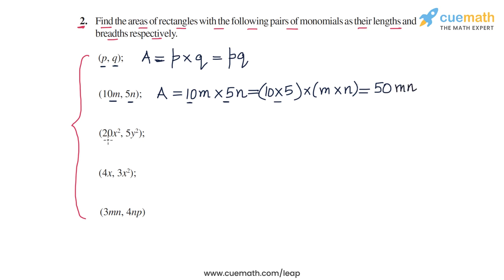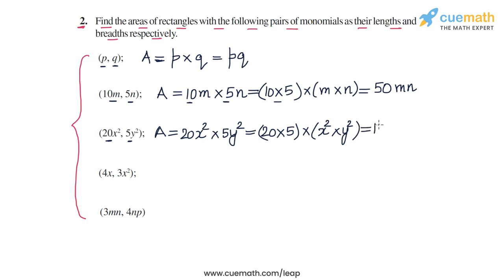In the third part, we have 20x square and 5y square as the two monomials. So the area will be 20x square into 5y square. The coefficients are 20 and 5. So let's multiply them separately, 20 into 5. And the algebraic factors, the variable parts, are x square and y square. So let's multiply those separately. So 20 into 5 is 100. And x square into y square can be written as x square y square. So we can write the product as 100 times x square y square. This is the expression for the area in the third part.